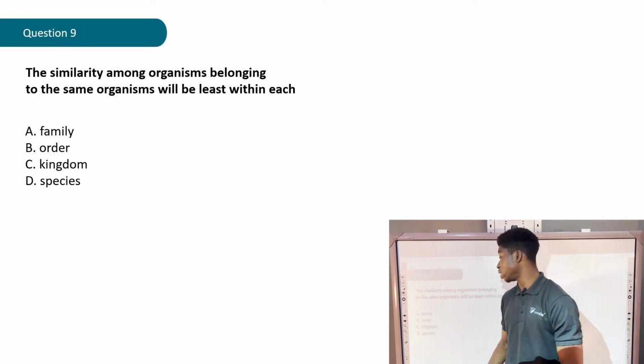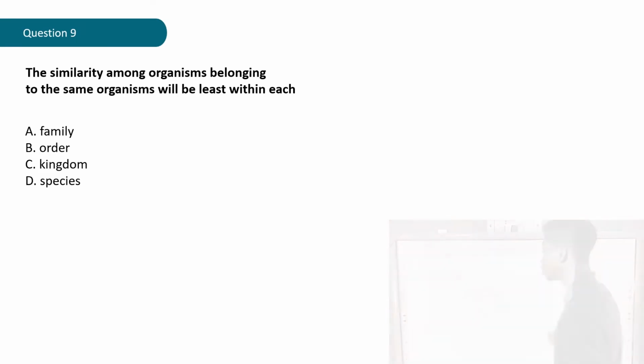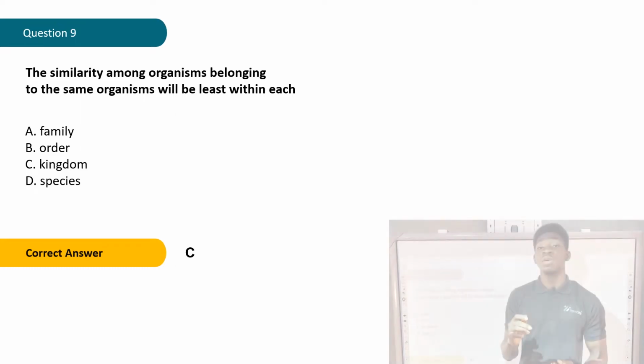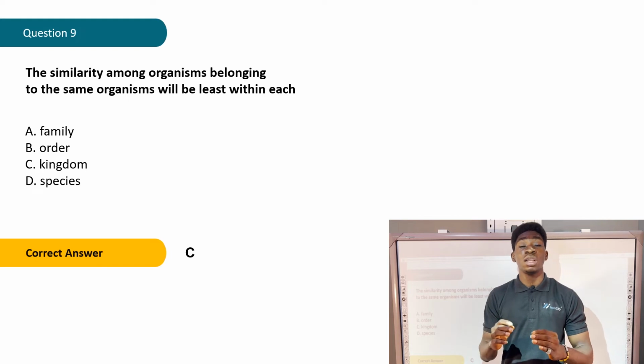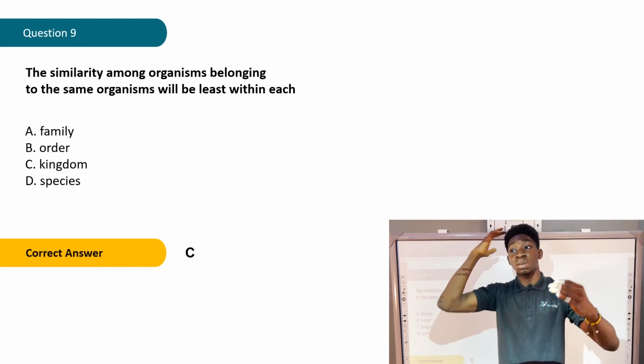Now let's see what the correct answer says. The correct answer is C. Kingdom, because the question asked us in which group will similarity be least. That means in which group will we have the most differences? And the answer is obviously kingdom because kingdom is the biggest classification.